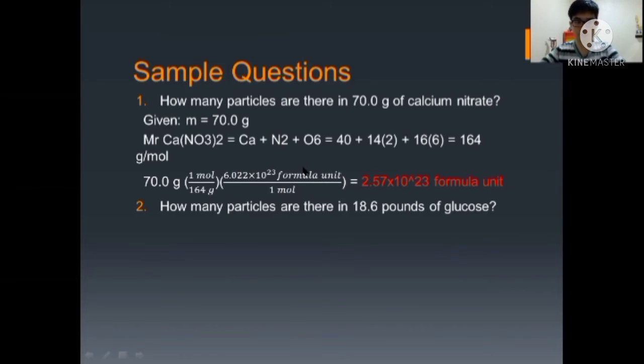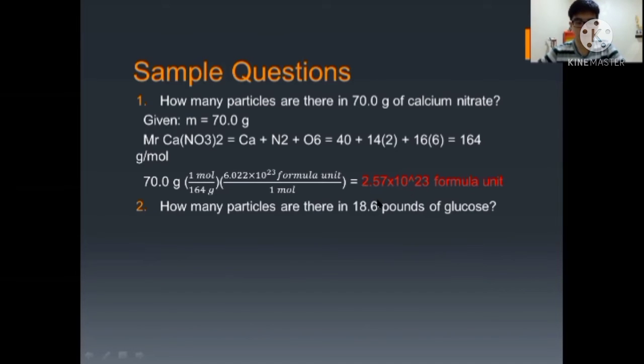So grab your calculator: 70.0 times 1 per 164, multiply again by 6.022 times 10 raised to 23 divided by 1 mole, divided by 1, and your result should be 2.57 times 10 raised to 23.